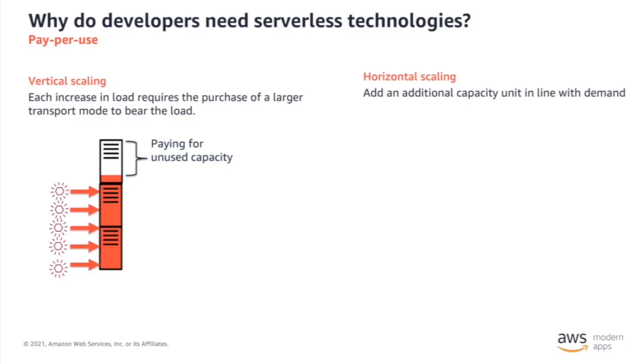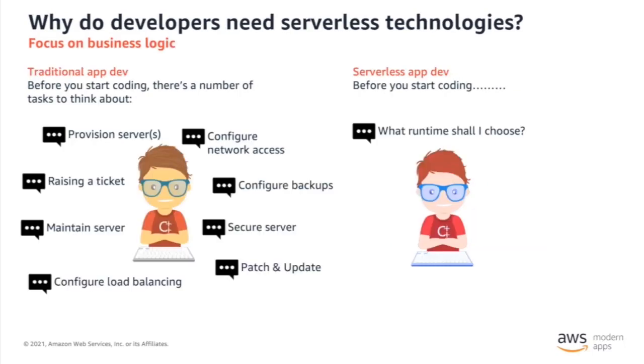The horizontal scaling model, though, means that resource consumption scales up and down with your application's demand, and that can make serverless a more cost-effective model for applications with more variable levels of traffic.